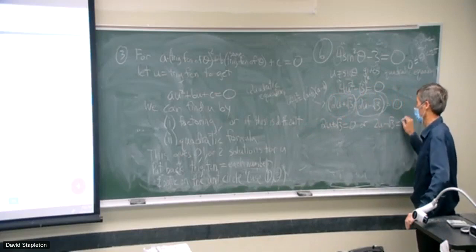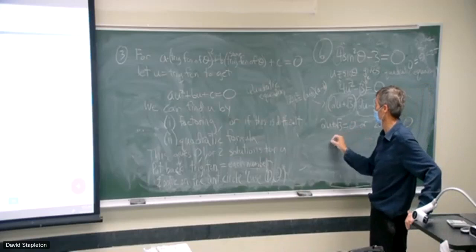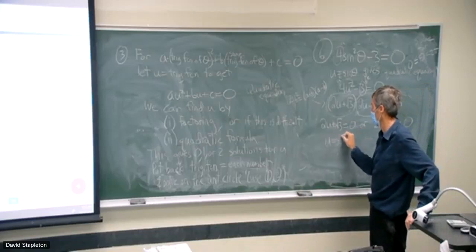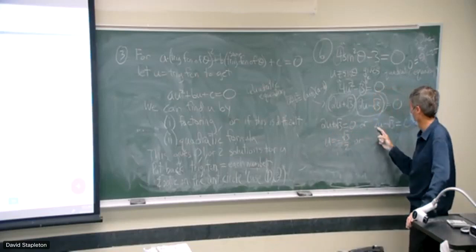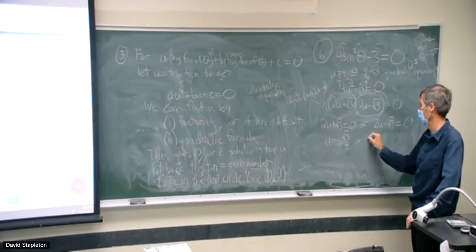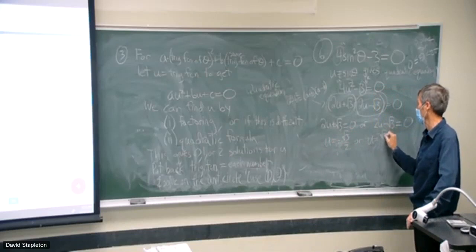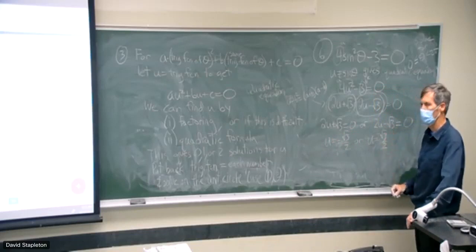Now these are easy to solve. This one I subtract square root of 3 and divide by 2. I got u equals minus square root of 3 over 2. Or this one, if I add square root of 3 and divide by 2, u equals plus square root of 3 over 2. Right?